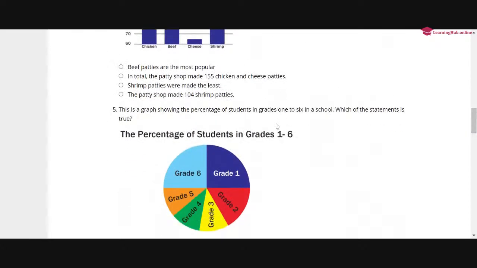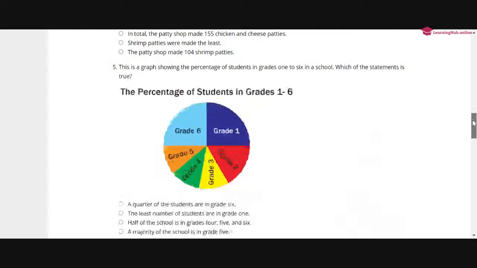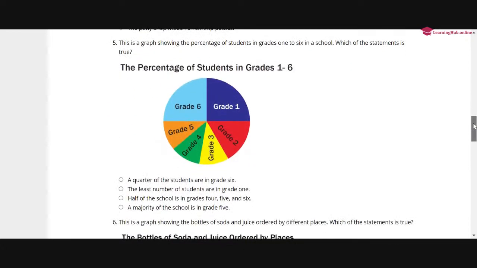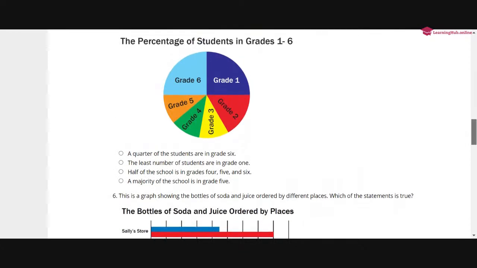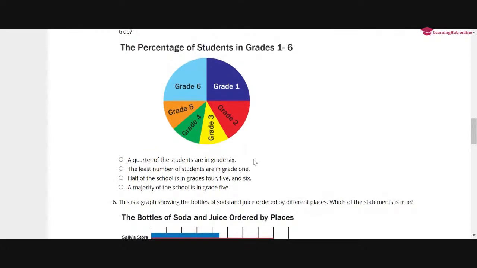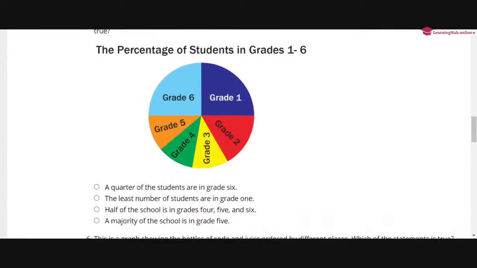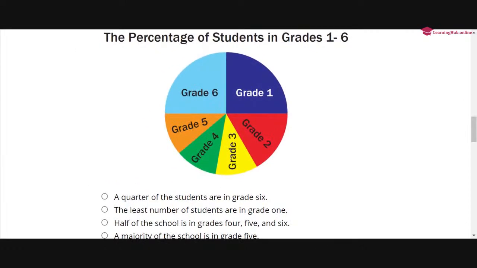We just did this. All right, let's look at this one, guys. I like this, interpreting this graph. So it says this is a graph showing the percentage of students in grades 1 to 6 in a school. Which of the statements is true? The percentage of students in grades 1 to 6, and here you have your nice little graph, and it says a quarter of the students are in grade 6. Let us see rather which statement is true. Let me see if I can make this bigger. And guys, I have to run in 5 minutes, but let's see what we can accomplish.